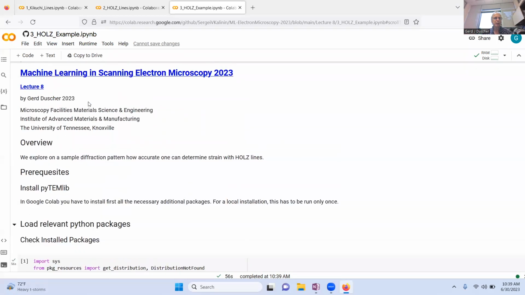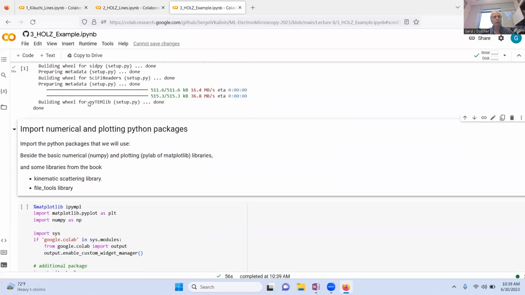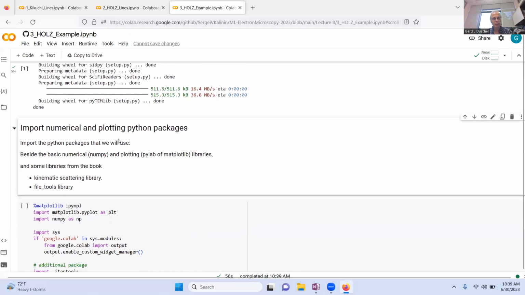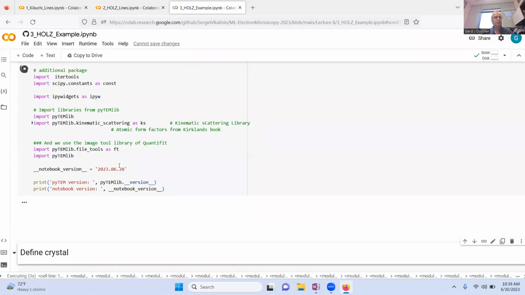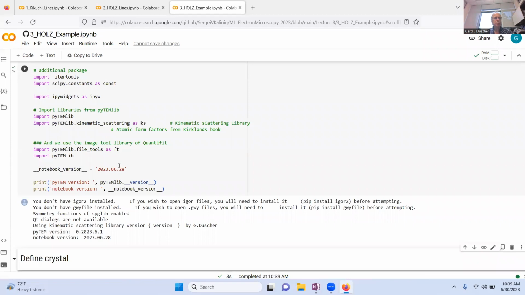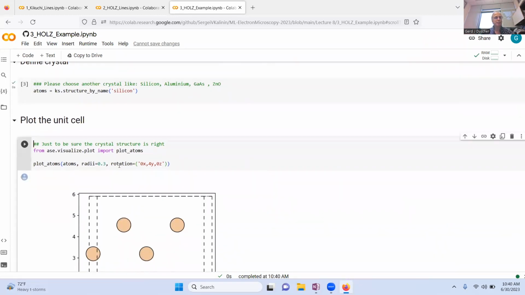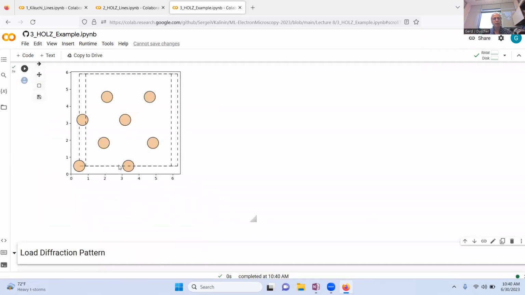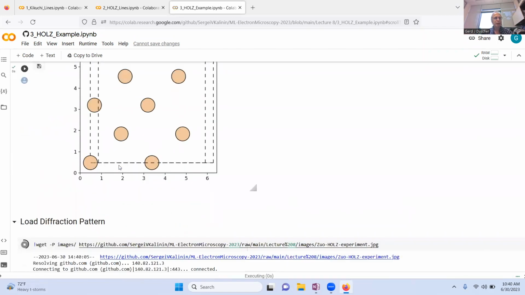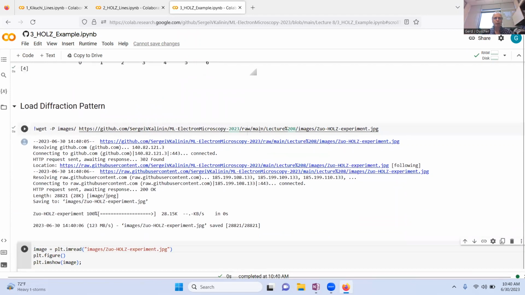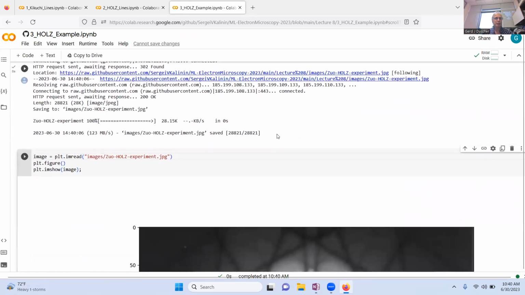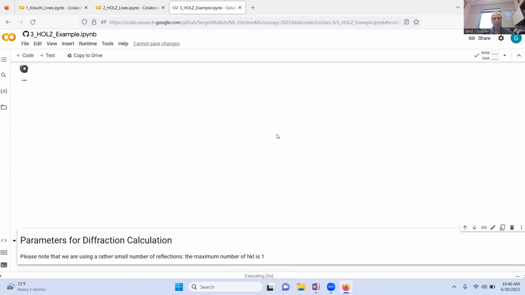So it is a silicon sample and it is from a book, Nanodiffraction by Spence and Sewell. And we want to just look at how good we can do that. So we download this image. As I said, it's just copied out and we plot it.